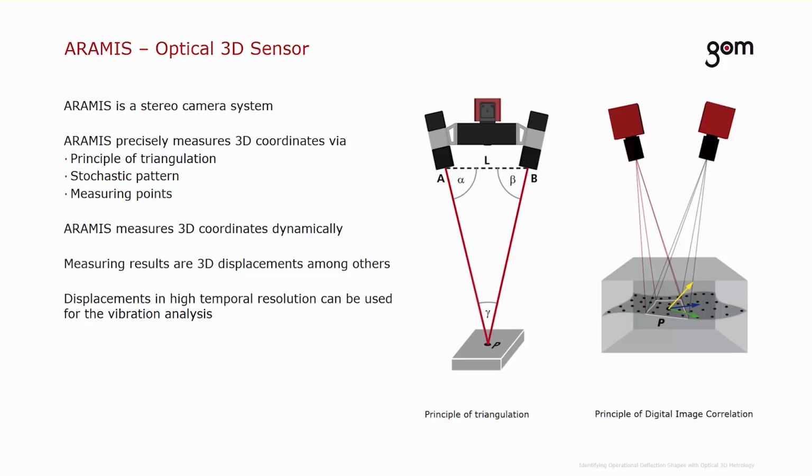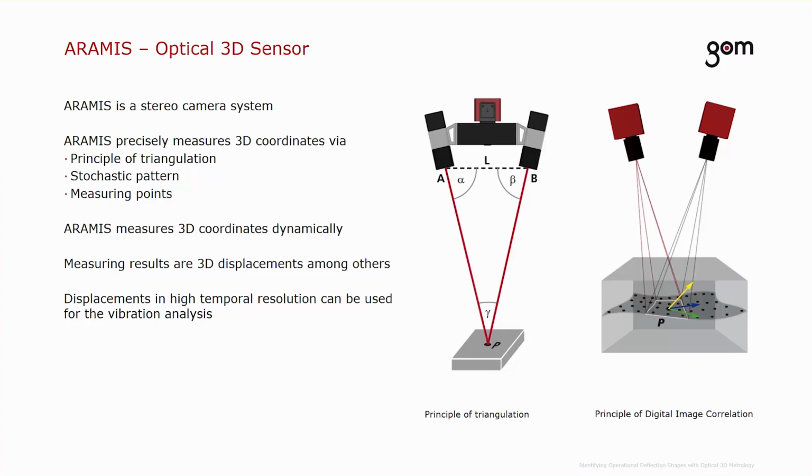So as we always work in our sensors, or typically work with a stereo camera setup, we can measure 3D coordinates via the principle of triangulation. And to triangulate 3D coordinates, we can use two methods for preparing our testing objects. On the one hand, we can prepare our objects with measuring points, which are stickers, and these can be identified in the images, and you get one 3D coordinate for each measuring point that you place onto your object or your component.